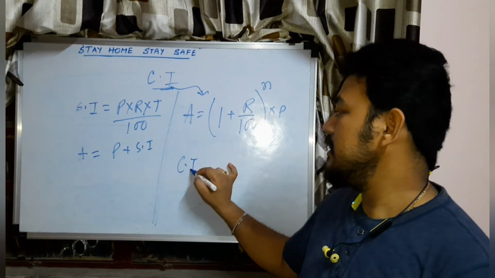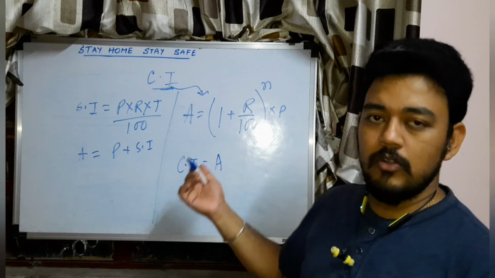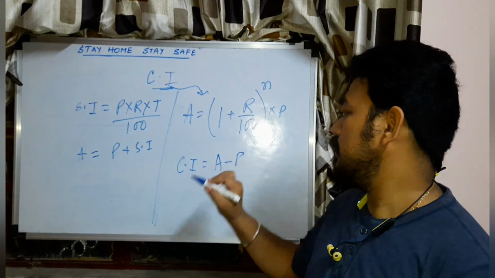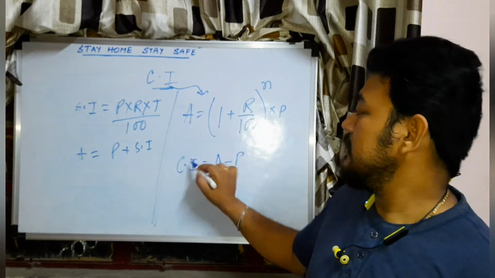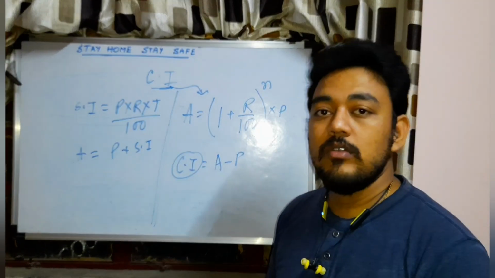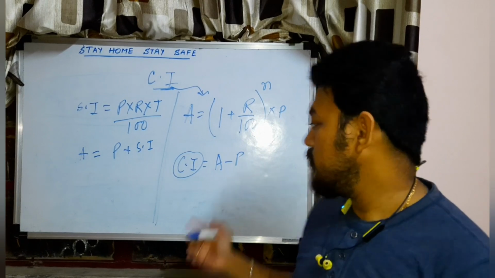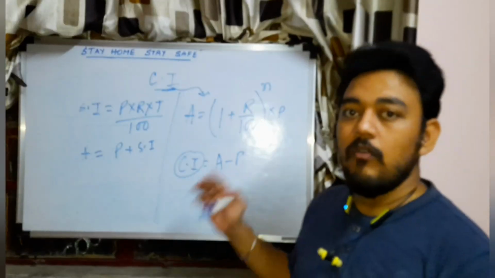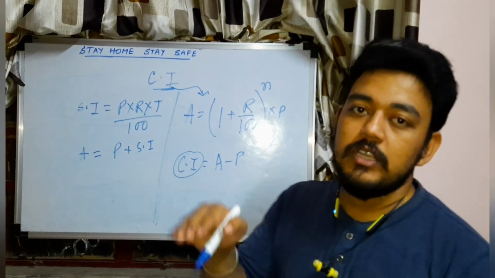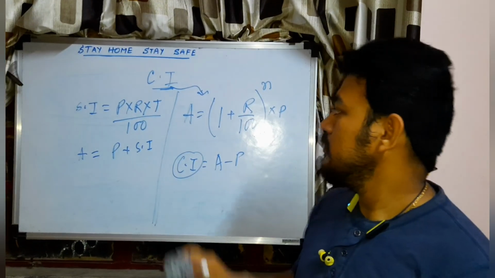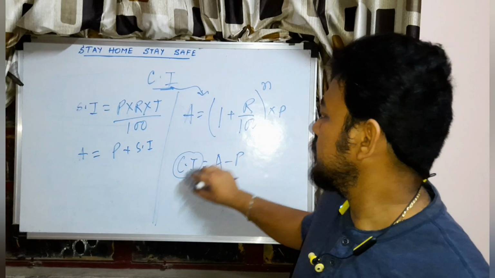So CI, the interest, how to calculate? Amount minus principal. The interest you are getting is the total interest after subtracting P from A, where the bank is giving you interest on interest. How? Now let us see.